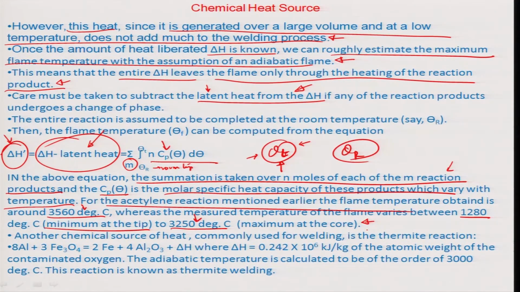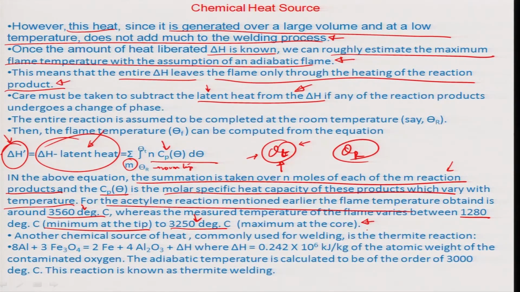Another chemical source which is normally used is the thermites, which are any transition metal oxides like iron oxide, copper oxide, bismuth oxide, and so on, and aluminum. These are also very effective in generating heat to an extent where the adiabatic temperature is calculated to be close to 3000 degrees Celsius in such sources. So, we studied oxyacetylene sources, and we also studied these thermite reaction based sources.